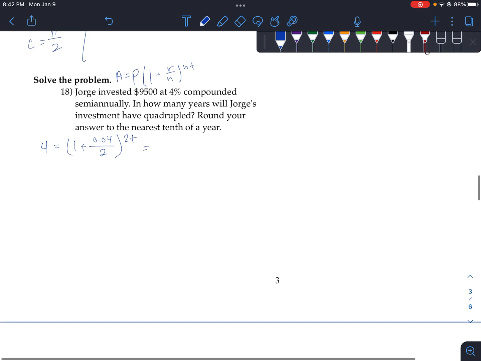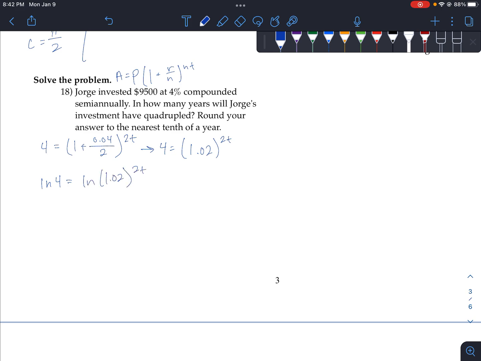So that's going to be, so that would be 4 is equal to 1.02 raised to the 2t, if you punch this into a calculator. Okay, I'm going to take the natural log of both sides, so I'll have the natural log of 4 is equal to the natural log of 1.02 raised to the 2t.